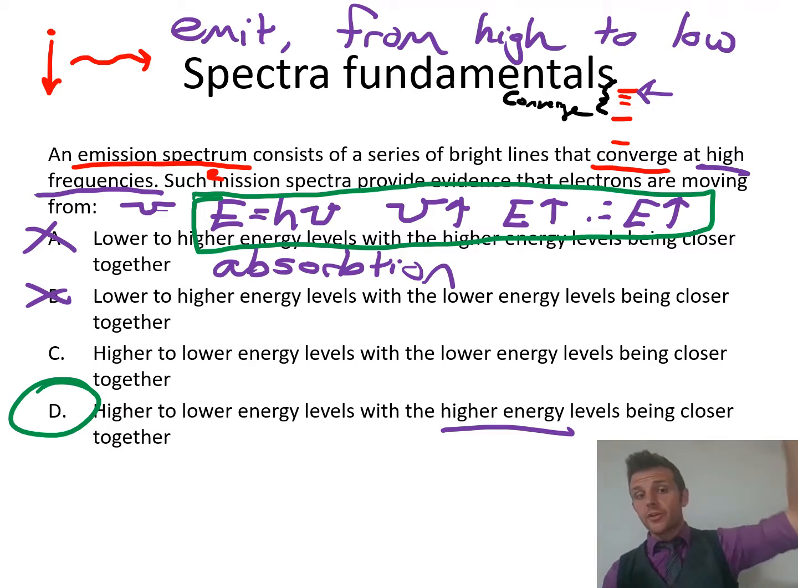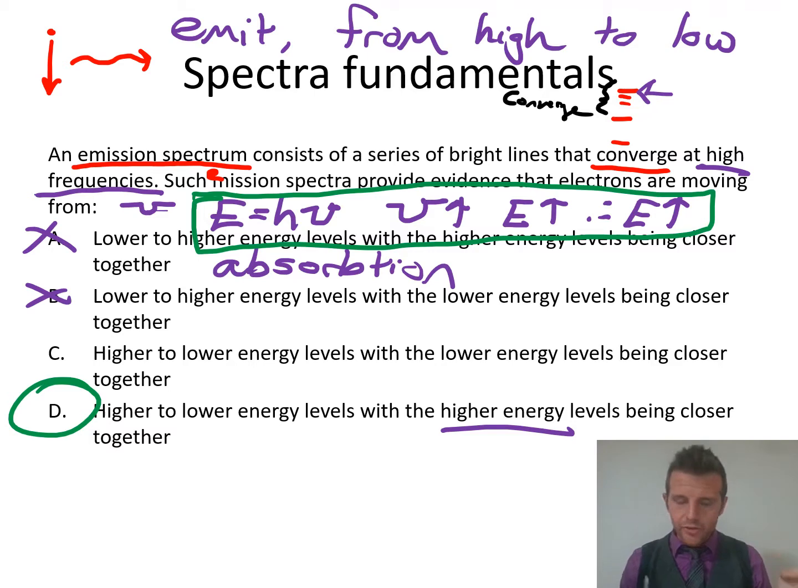It's going from higher to lower because it's emission spectra. It's sending out energy, so it has to be falling down. That the particle, whatever energy that particle loses, is emitted in the form of a photon. And then they're telling us it's converging at higher energy levels, so the higher energy levels must be closer together. The difference in those bits of energy, those discrete quanta of energy, are smaller and smaller.